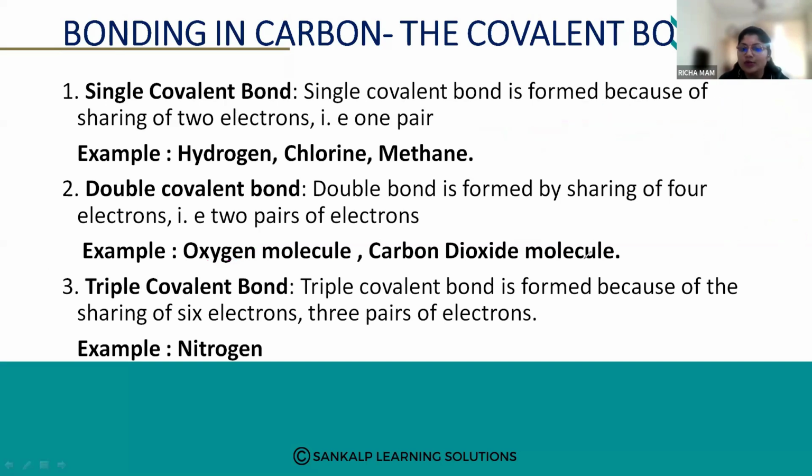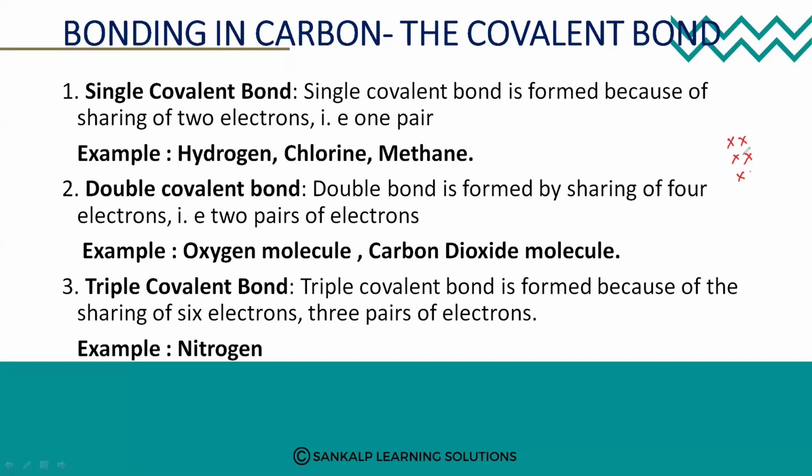Similarly, triple covalent bond means what? Triple covalent bond is formed when six electrons are shared. Six electrons, 1, 2, 3, 4, 5, 6, like this. How many bonds will it form? Three bonds. So it is called a triple covalent bond. It is formed by sharing of six electrons, that is three pairs of electrons. So the example is the nitrogen molecule.